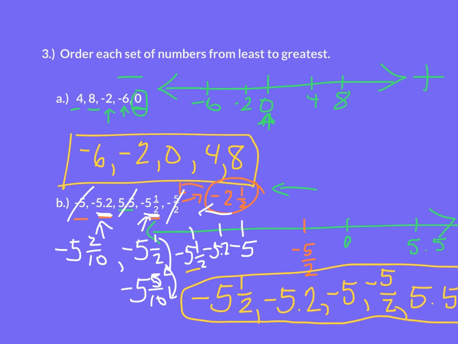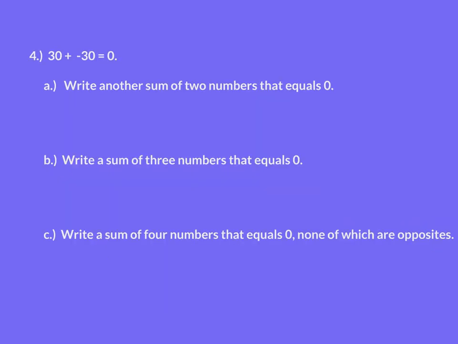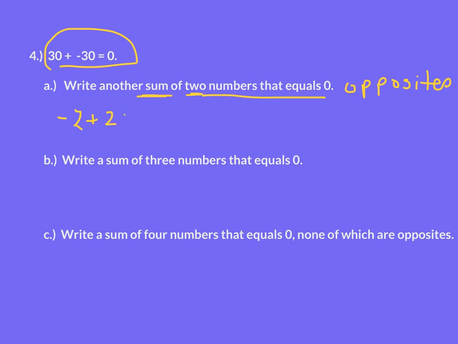There we go. Next. Okay, so they give us 30 plus negative 30 equals 0. That's like our example. Right, another sum, that means addition, of 2 numbers that equal 0. Well, I know anything that's going to equal 0, if there's 2 numbers, it has to be the opposites. So whatever I choose, they have to be opposites. So in other words, I could have, say, negative 2 plus 2. That would equal 0.